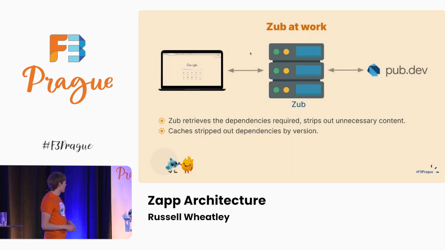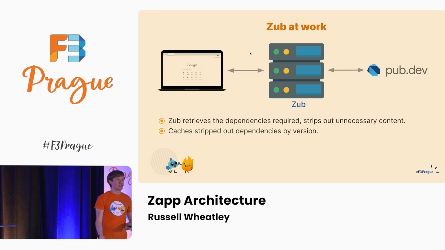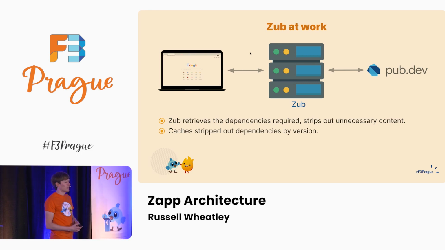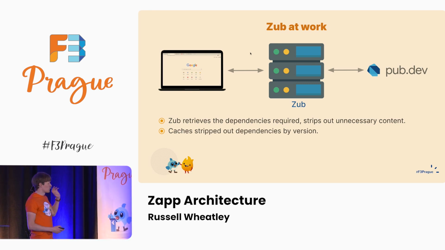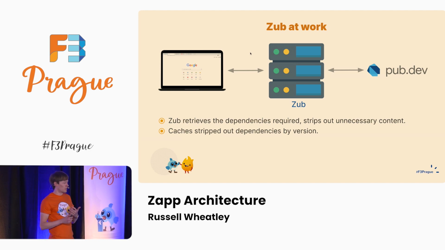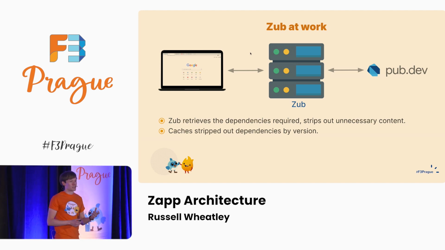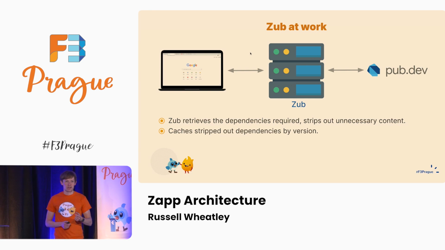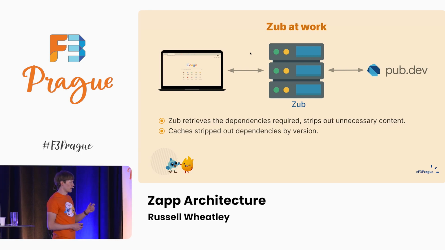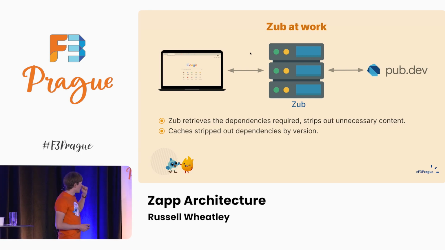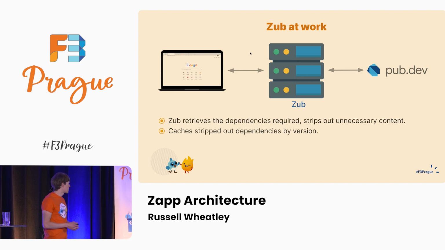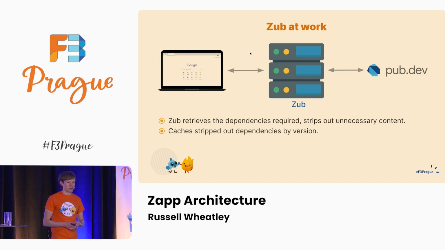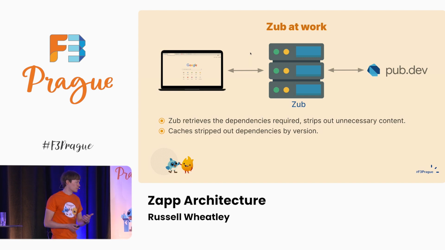And so it looks a little bit like this. So whenever you specify your dependencies and you build the application, we then hit our service Zub. Zub goes away to pub, and it gets the dependencies. We then strip out all the unnecessary source code, and then we also cache it and use the version as a way of caching that particular dependency. And then we send it back to the browser, which then loads it into memory along with your source code.